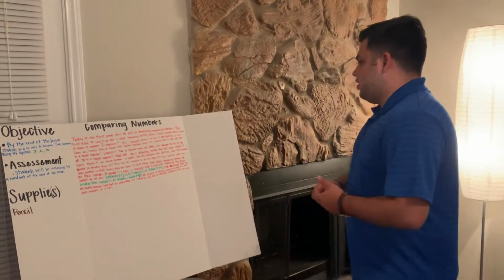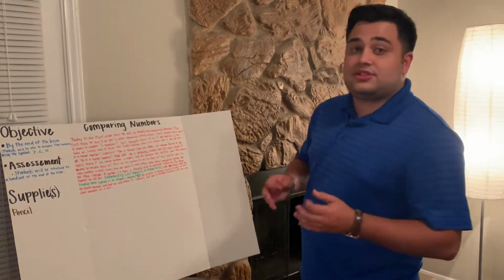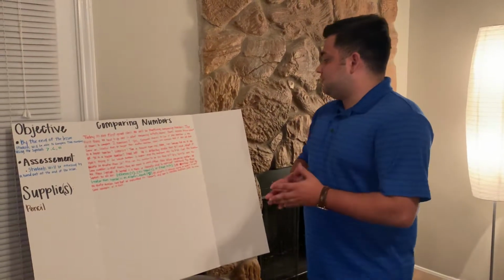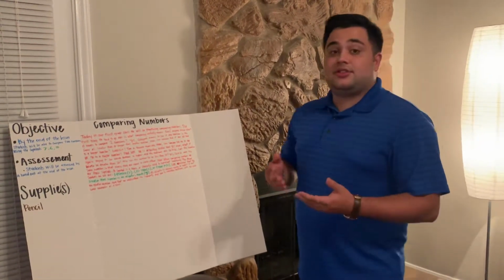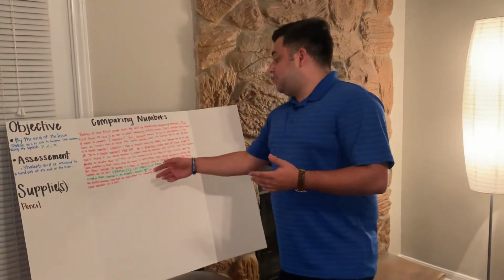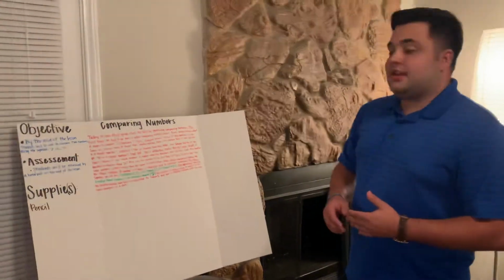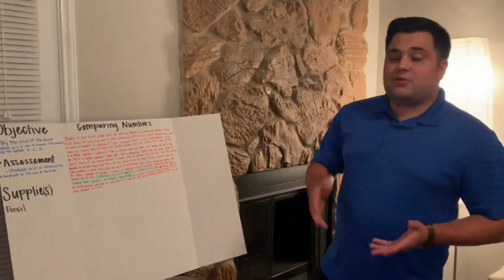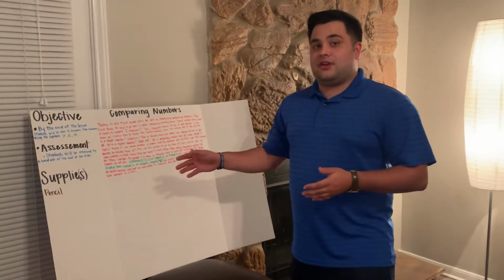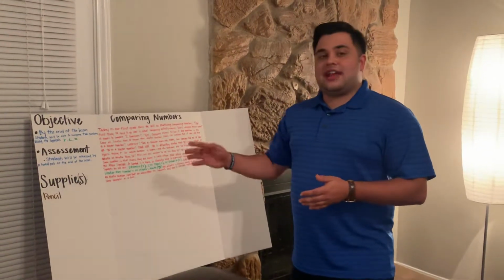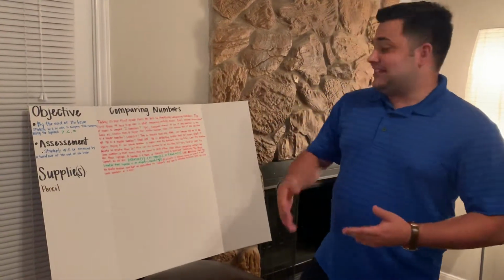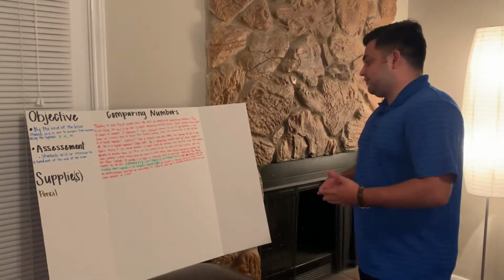Now, when comparing numbers, we use 3 symbols. A symbol is a marker or character used to represent something. The 3 symbols we are going to be using today are the greater than, less than, or equal to sign. Now, to help you out, let's pretend that the greater than sign is an alligator's mouth, okay? And the alligator is always going to want to eat that bigger number, because it's more, so it's like he's eating more food, all right?